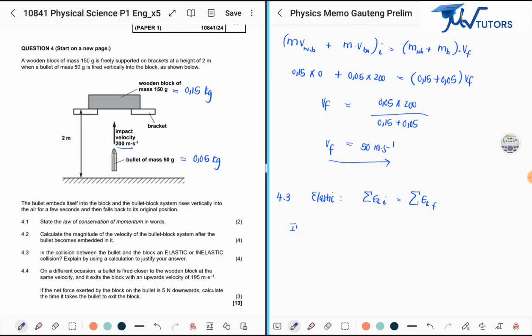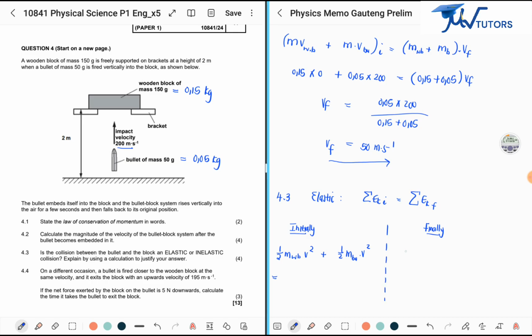Okay, so I'm going to look at initial conditions and then finally, and let's see if both yield the same answer. If it does, then it's elastic. If it doesn't, then it's inelastic. Okay, so what do we have here? We have half the mass of the wooden block times its velocity squared, plus half the mass of the bullet times its velocity squared. So that is what happened initially.